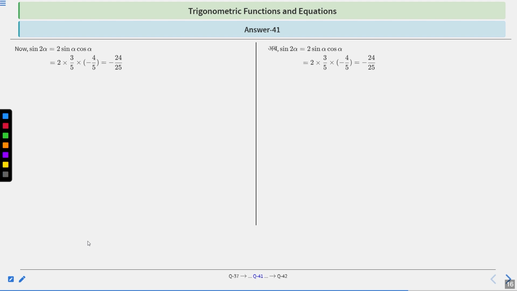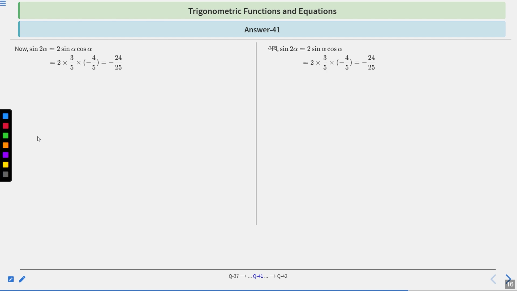Now, sin 2 alpha is, we know, 2 sin alpha into cos alpha. We know the value of sin alpha and cos alpha. Therefore, sin 2 alpha will be equal to 2 into 3 by 5 into minus 4 by 5. After simplification, you will get sin 2 alpha as minus 24 upon 25 is the right answer. Clear? So the final answer will be minus 24 upon 25.